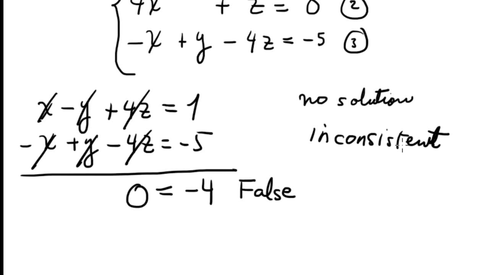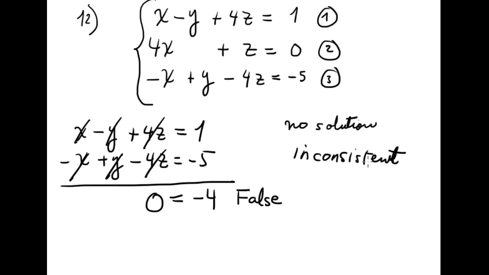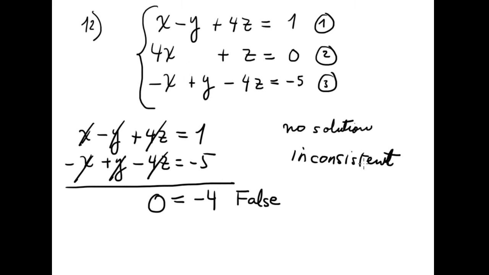This corresponds in our handout, let's see, let me try to find. It's question 12. Option D. Option D, inconsistent, no solution.